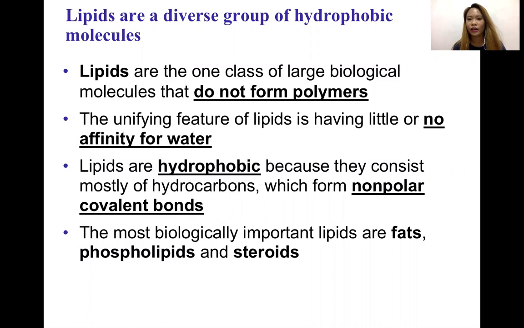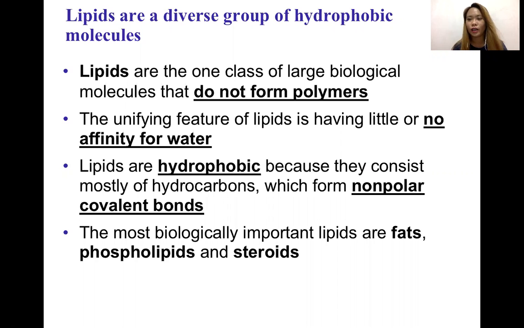So one of the defining characteristics of lipids or fats is that they are hydrophobic. When we say hydrophobic, it means water fearing. As we all know, oils or fats don't mix at all with water because they are hydrophobic. They repel each other.